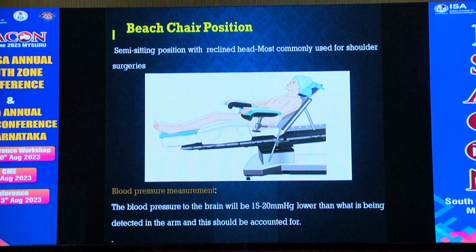So slight variation of sitting is your beach chair position, wherein the sitting position with the reclining head. It is most commonly used for shoulder surgeries. So main thing we are concerned is blood pressure measurement. So blood pressure to the brain will be 15 to 20 mm lower than what is being detected in the arm. So we should maintain the blood pressure more than 70 mm Hg of mean arterial pressure.